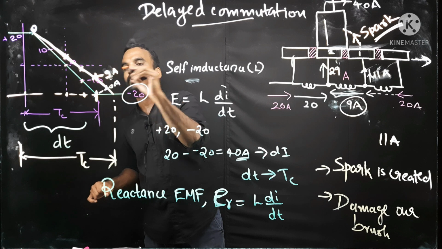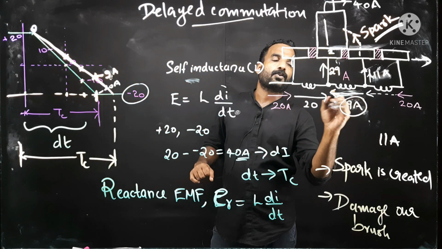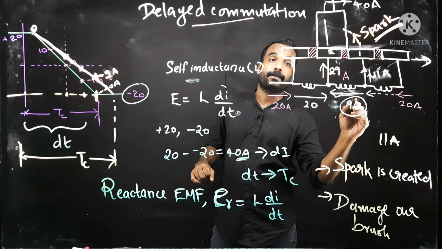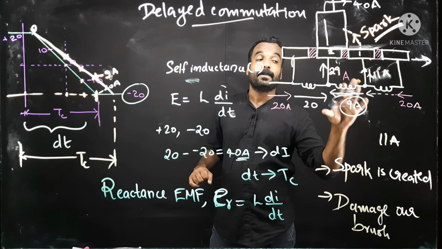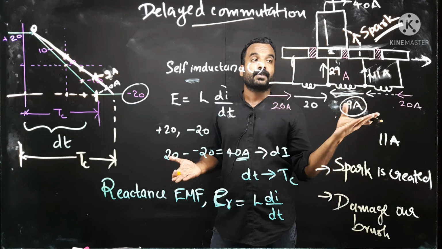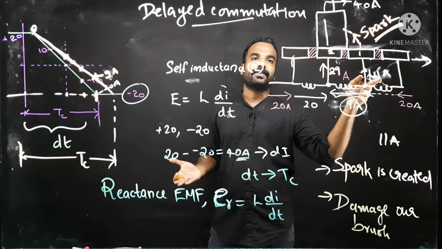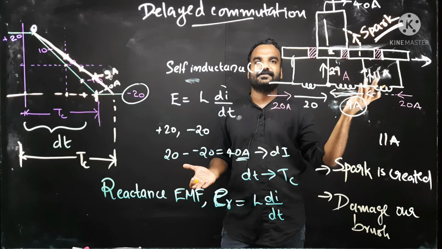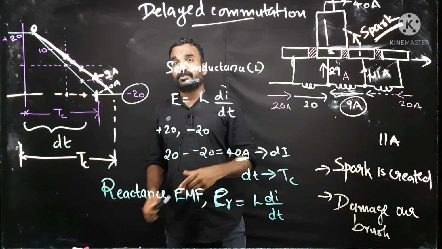It is somewhat close to 9 ampere. So the coil A is carrying 9 ampere. Previously it was 20 ampere, but now it is just 9 ampere. So what about the remaining 11 ampere? That will jump as spark. So this is the issue.